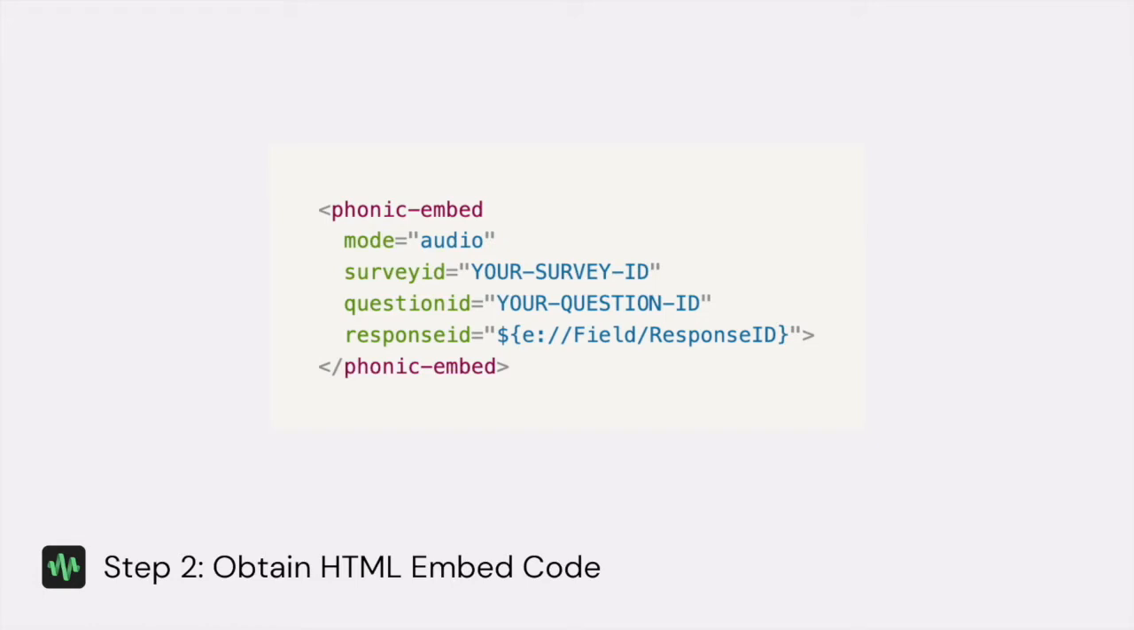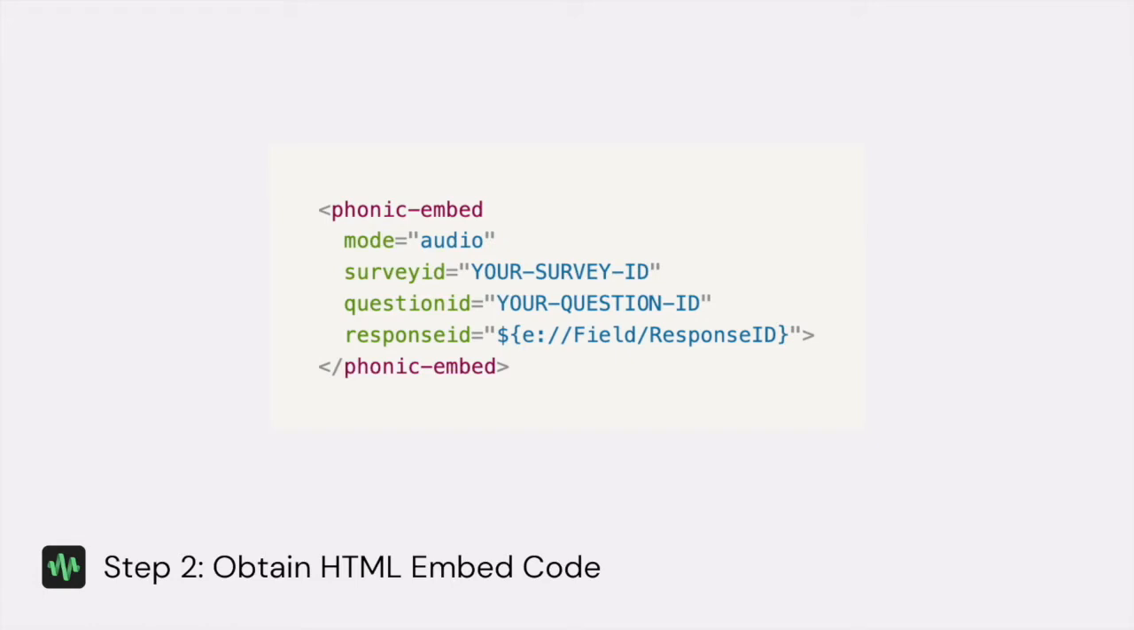This template can also be found below and includes four key attributes: mode, survey ID, question ID, and response ID. The survey ID and question ID refer to those of your Phonic survey, while the response ID attribute will store each participant's Qualtrics ID in Phonic. This is how you will be able to link your data, and it is very important that this attribute be included. Finally, mode can change from audio to video depending on the question type you want to add.